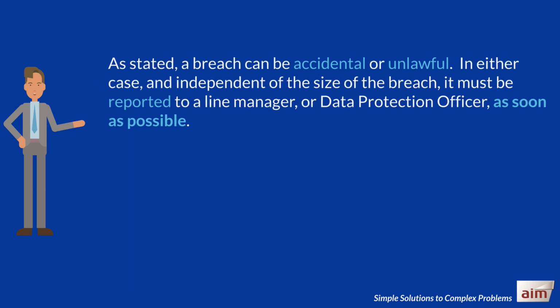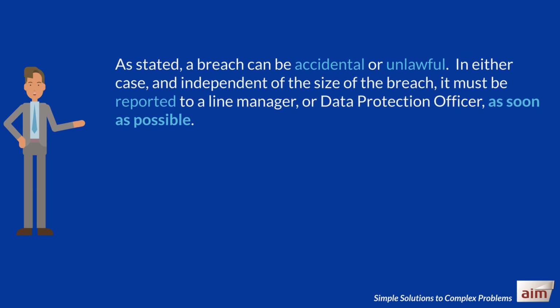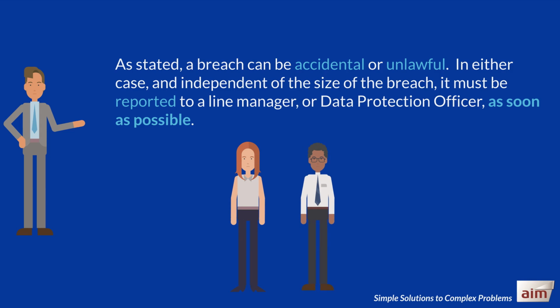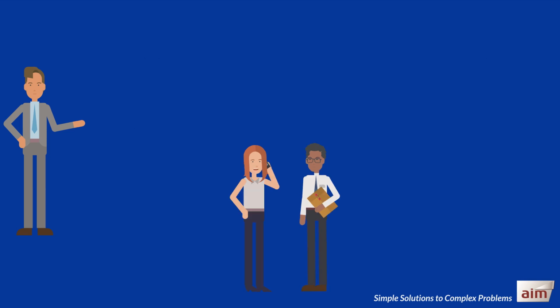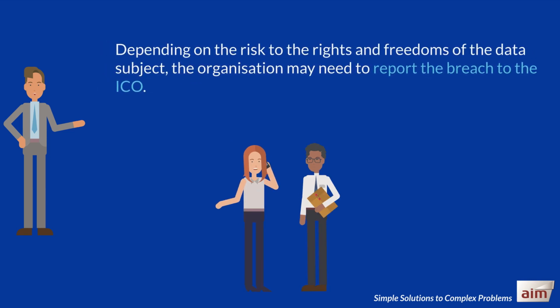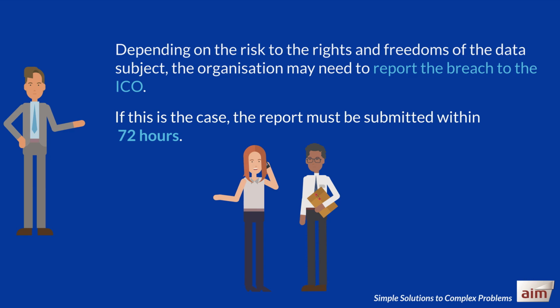As stated, a breach can be accidental or unlawful. In either case, and independent of the size of the breach, it must be reported to a line manager or data protection officer, as soon as possible. Depending on the risk to the rights and freedoms of the data subject, the organization may need to report the breach to the ICO. If this is the case, the report must be submitted within 72 hours.